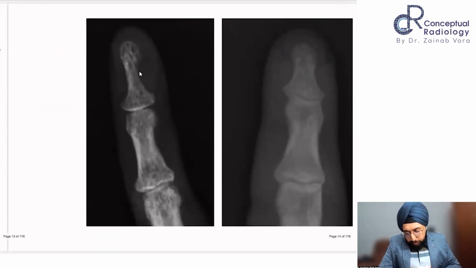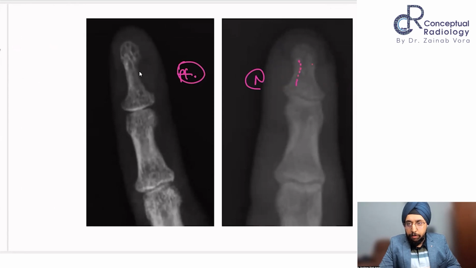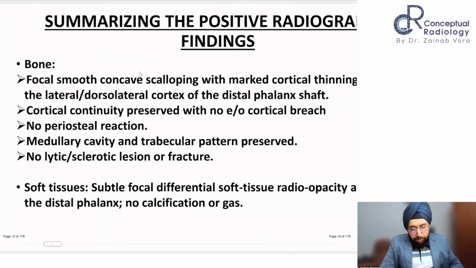So this is just a normal radiograph, and this is the radiograph of our patient. Okay. So you can see that this is how the cortex should appear on both the sides. And in this, you can see that there is a smooth concave scalloping of the radial aspect of the shaft of distal phalanx. Okay.